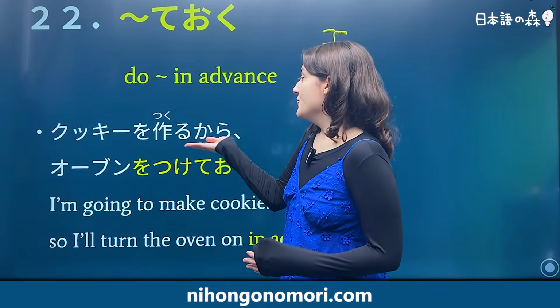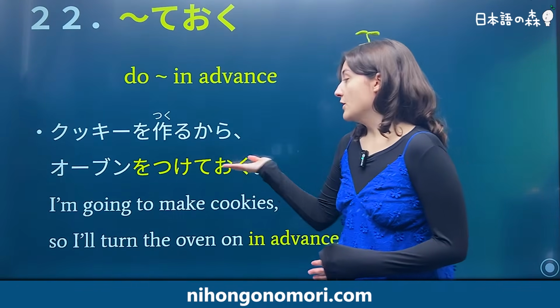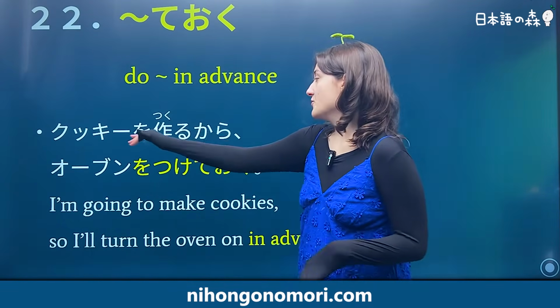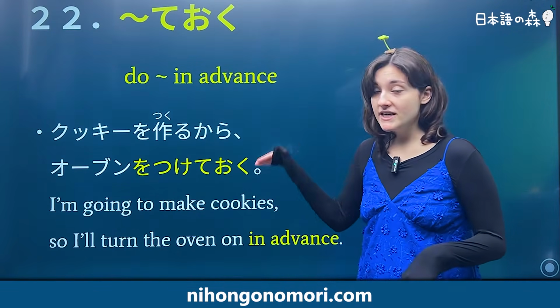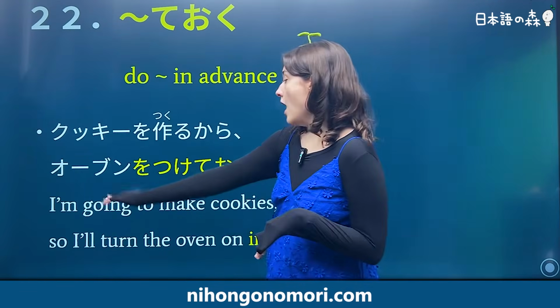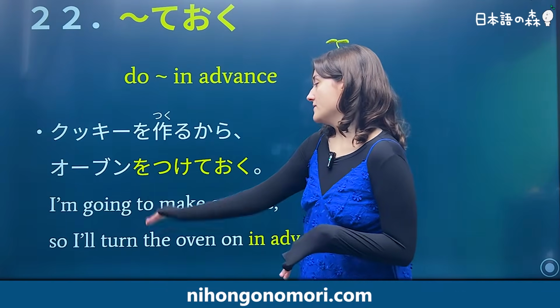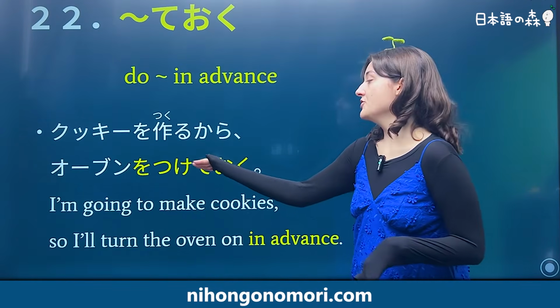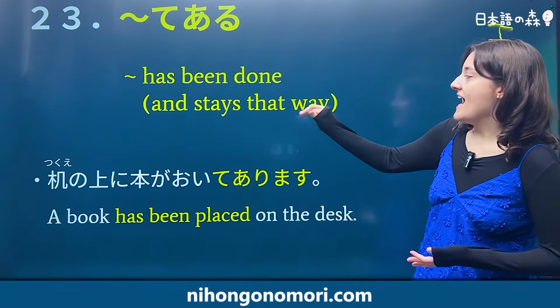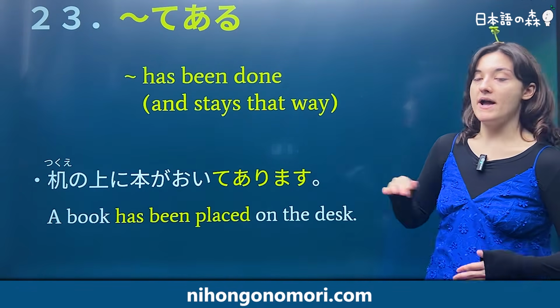So クッキーを作るからオーブンをつけておく. So this is I'm going to make cookies, right? クッキーを作るから. So because I'm going to make cookies, I'll turn the oven on in advance, right? So オーブンをつけておく, right? So つけておく. I will do it in advance. てある. This means something has been done and stays that way.